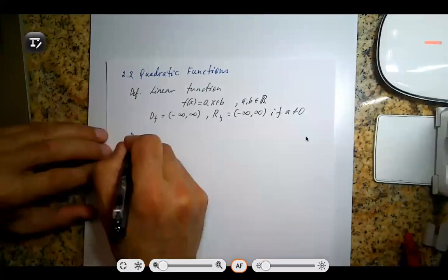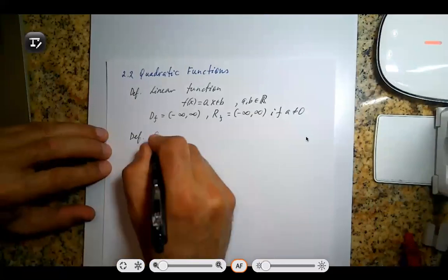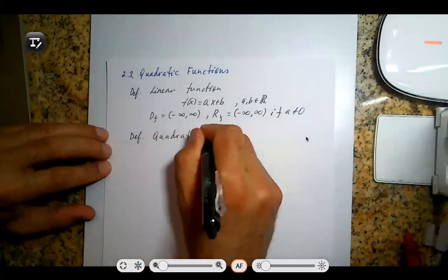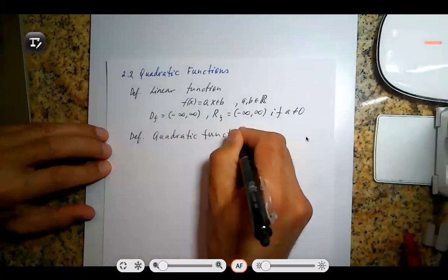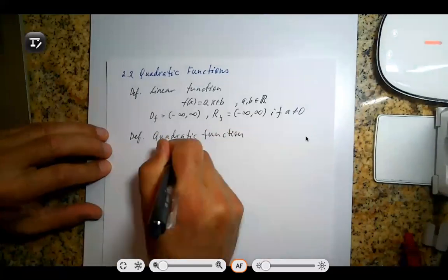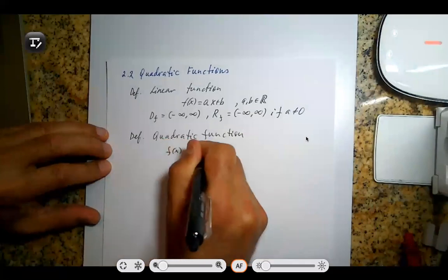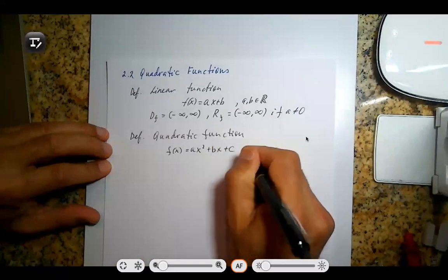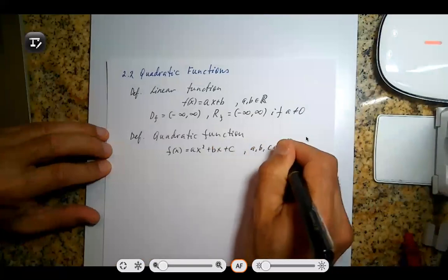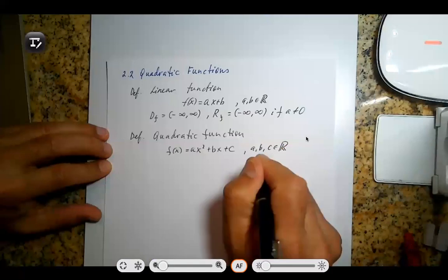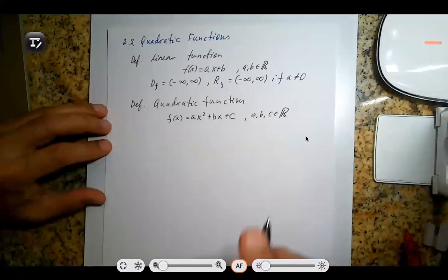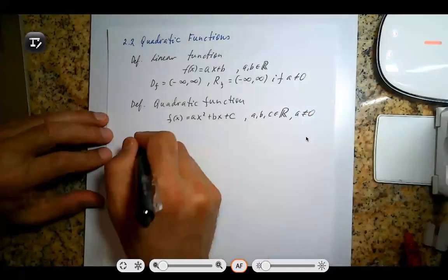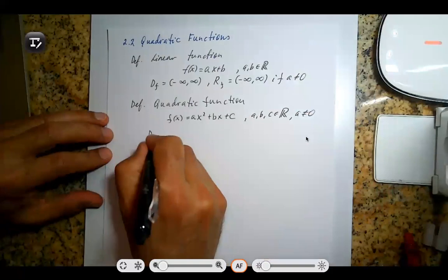There is a definition of quadratic function. Quadratic function: f of x equals ax squared plus bx plus c, where a, b, c are real numbers, and a is not 0, otherwise it's linear. So what's the domain of this function? All real numbers.